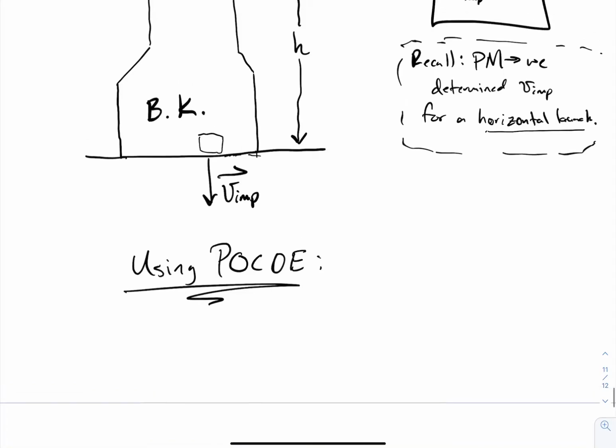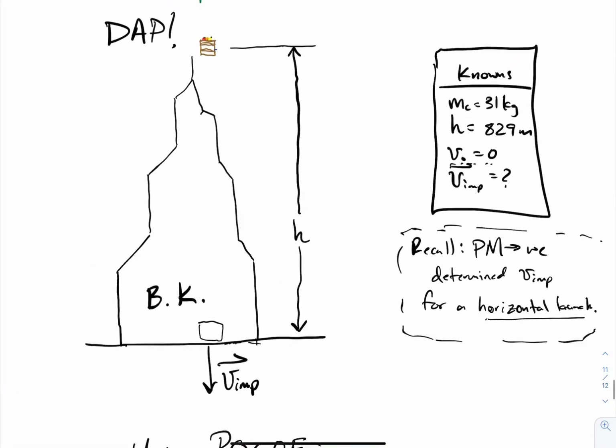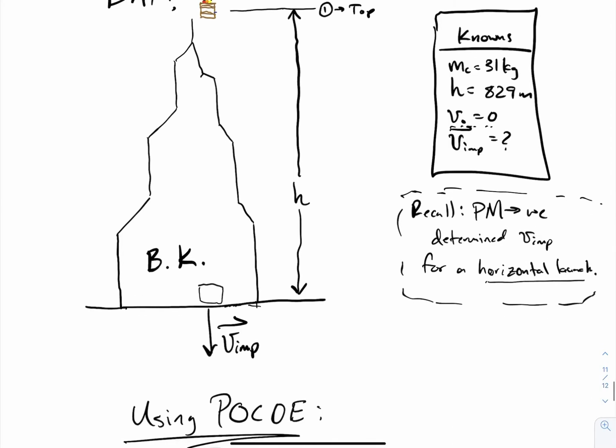To use POCOE, we're going to choose 2 points in our picture and compare the total energies. One of the points we're going to choose is the point that we have information on. We know the starting point, the height of our crate. And so we're going to call this 1. We'll say 1 is the top. And then we're going to compare the energy at the top to the total energy at the bottom.